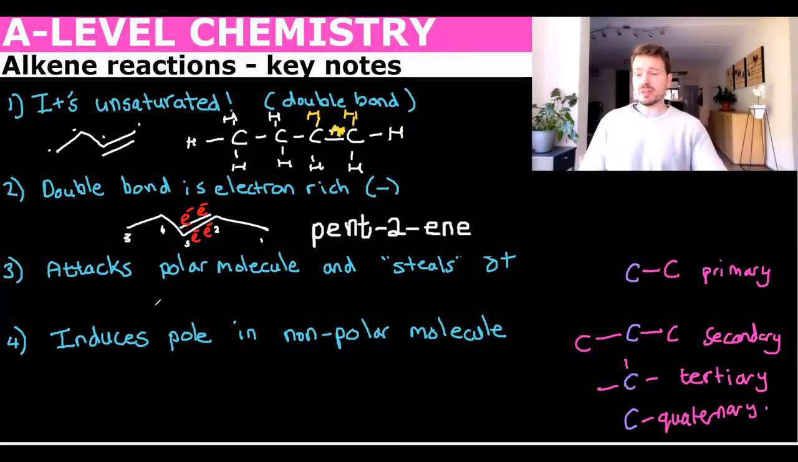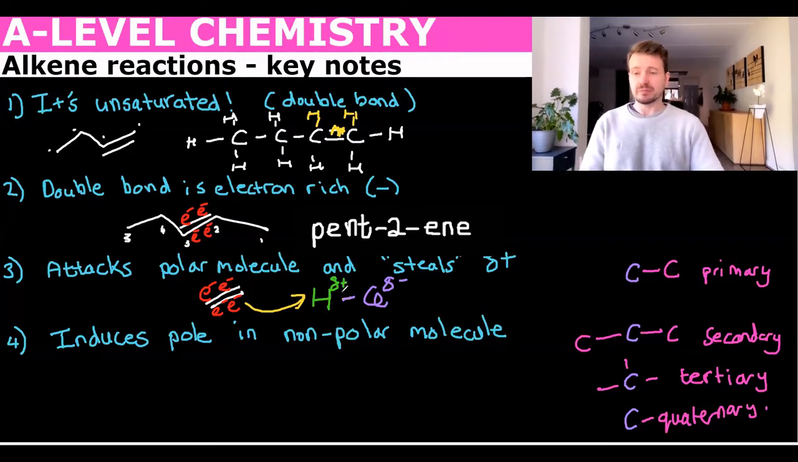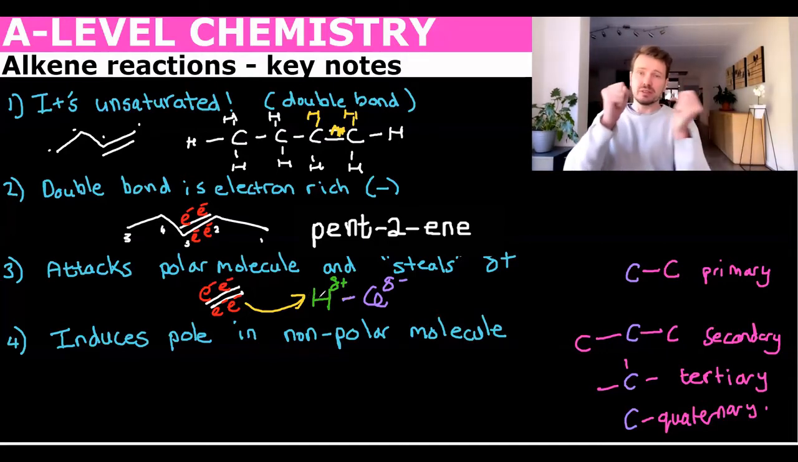So the third point then is this double bond, so let's draw it. Let's just draw this double bond with the electrons. And often you'll see the mechanism will be an arrow. And what it'll do is it'll attack a polar molecule. This double bond is going to attack the positive pole. And it's going to want to steal that H.